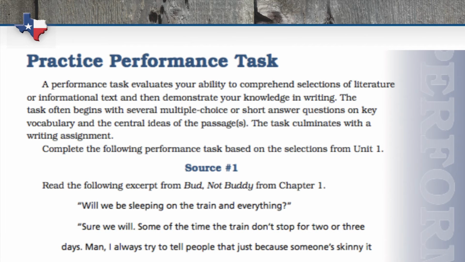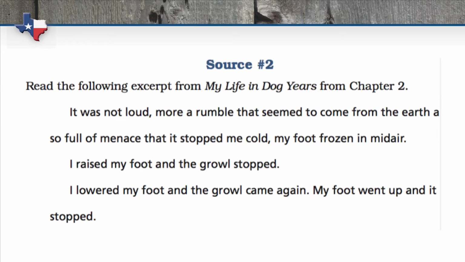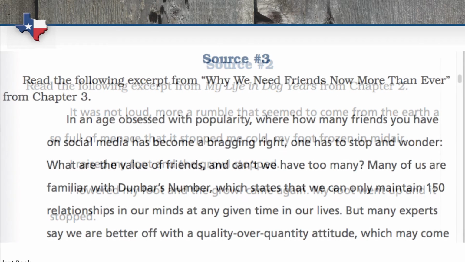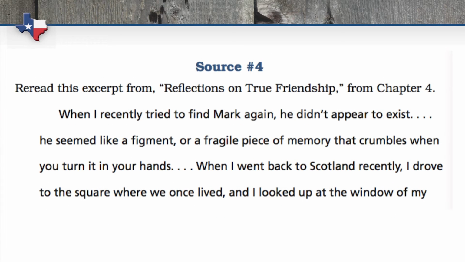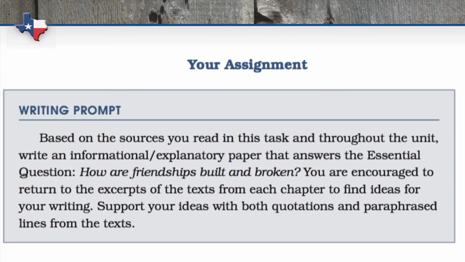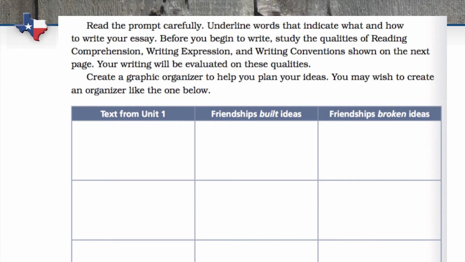The final piece in a Connections unit, and perhaps my favorite, is the practice performance task. Students reread small portions of the passages that they've encountered in the unit's 5 chapters in order to revisit the ideas as they relate to the essential question. Then, the students are prompted to write a short essay synthesizing the different perspectives in the passages and using their critical thinking skills actually answer the essential question for themselves.